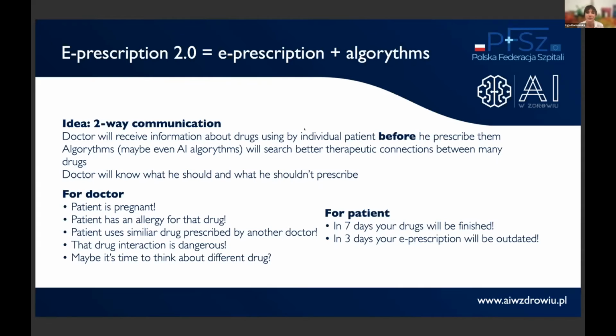And it can be communicated during prescribing this e-prescription. For patients, on the other hand, it can be a message, for example, dear patient, be careful, because in 7 days the drugs will end for you, so you should go to the doctor, or your e-prescription will be outdated, so you have to go to the pharmacy and buy this drug if you want to.